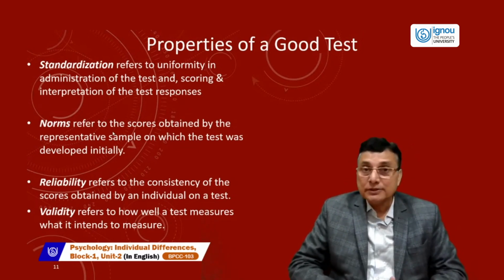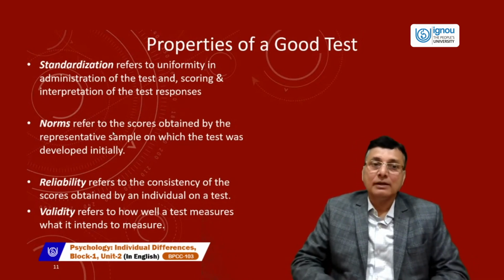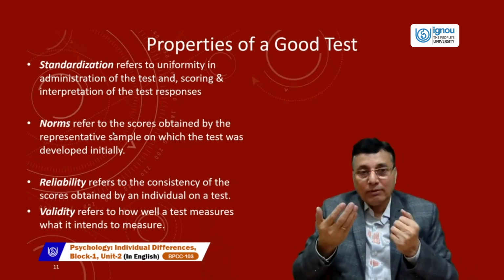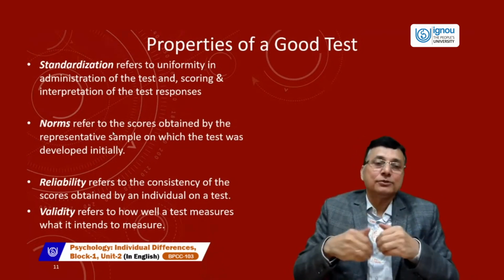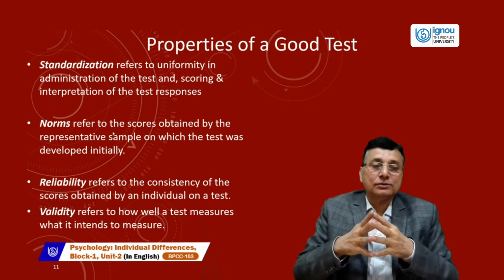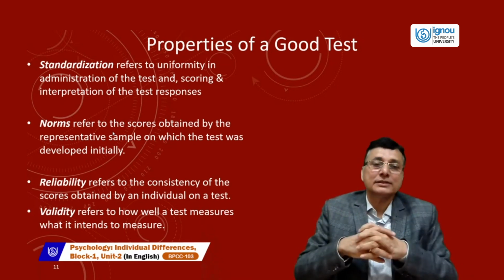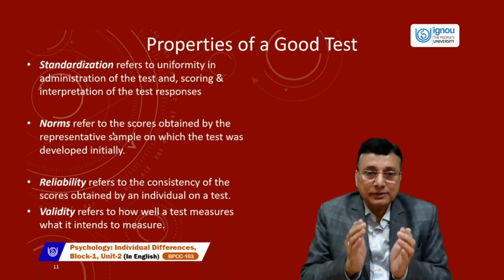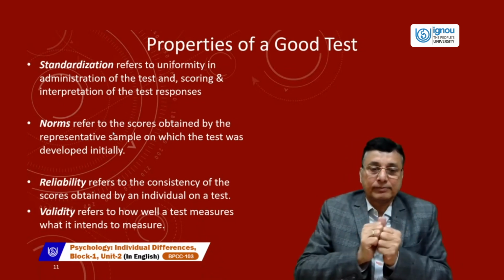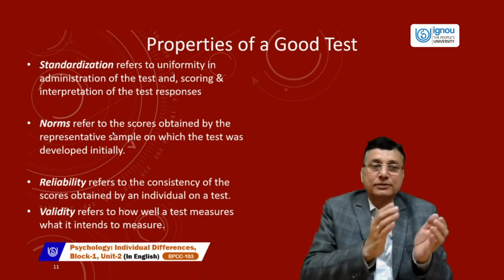Norms. So what is norms? Norms refers to the scores obtained by the representative sample on which the test was developed initially. Suppose you have administered the Beck Depression Inventory and you got a score of 20. What does it mean? If you say the score is 20, no one understands. So you have to say that according to norms, the score 20 means mild depression, or moderate depression, or severe depression. All these things are based on the norms.